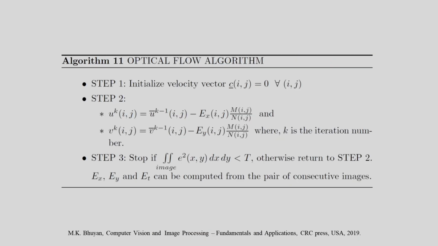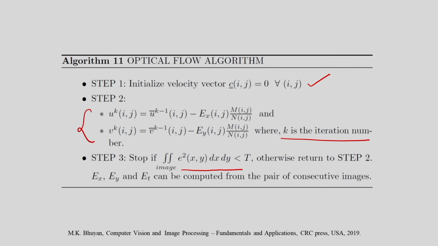So I can show the simple algorithm from my book, optical flow algorithm. So initialize the velocity vector. First I have to initialize the velocity vector. After this I have to consider the iterations. So k number of iterations I am considering. So by using the previous equations, you can see I am calculating the value u and the v, and we have to stop these iterations. So first we have to consider this error. The error should be less than a particular threshold, and based on this we can stop the iterations. Otherwise I have to continue the iteration and I can determine the u and v.